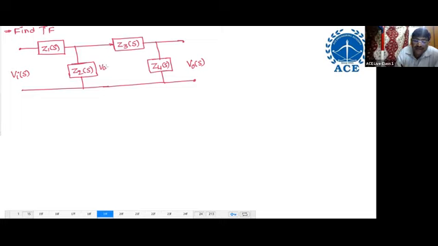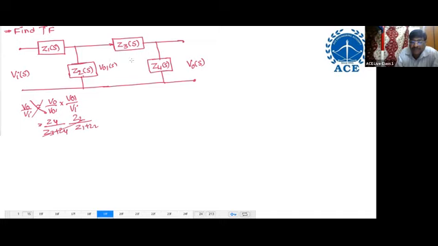Some students will take V01 here, then they will write V0 by VA equal to V0 by V01 into V01 by VA. But this is wrong. It is not correct. Why? Because then what will you write? V0 by V01 means you will write Z4 by Z3 plus Z4, then here Z2 by Z1 plus Z2. It is wrong. Why? Because this is not Z2.